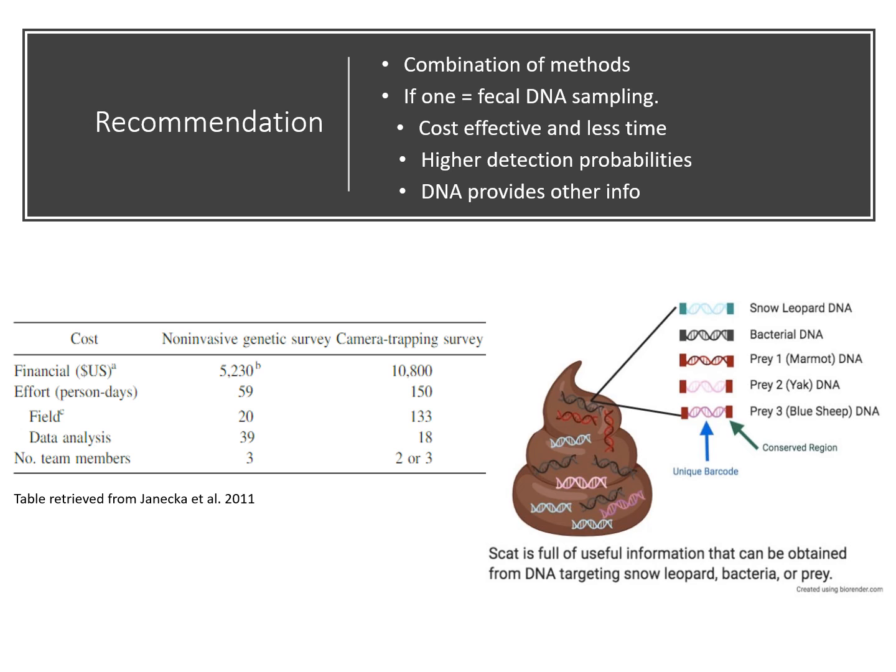Field effort, total time, and cost is less compared to camera trapping, as is shown in the table. On larger geographic scales, DNA methods have higher detection probabilities than cameras. The nature of snow leopard ecology and their habitat makes DNA sampling easier, and DNA also gives us other important information about the cats, as shown in the graphic. A combination of methods would be ideal, but given study constraints, fecal DNA sampling provides the best and most accurate information.